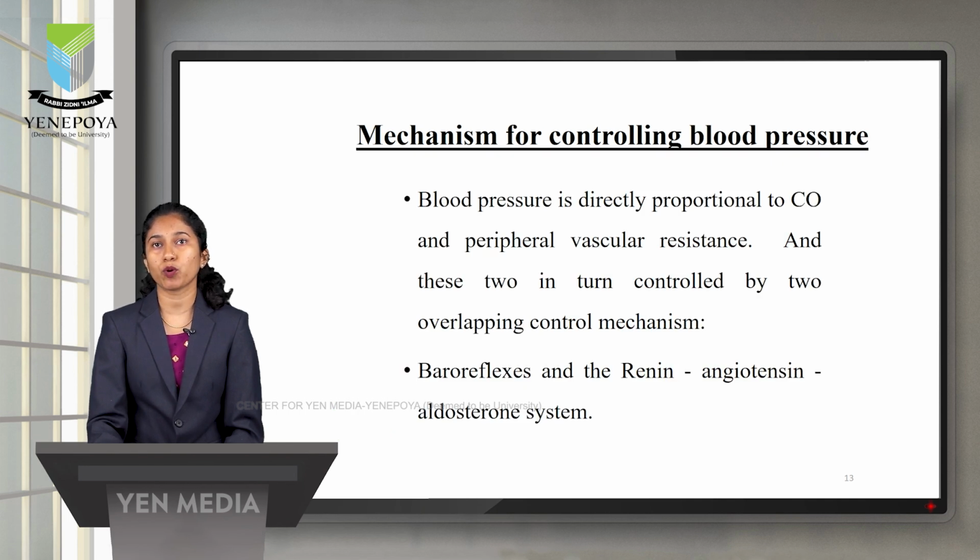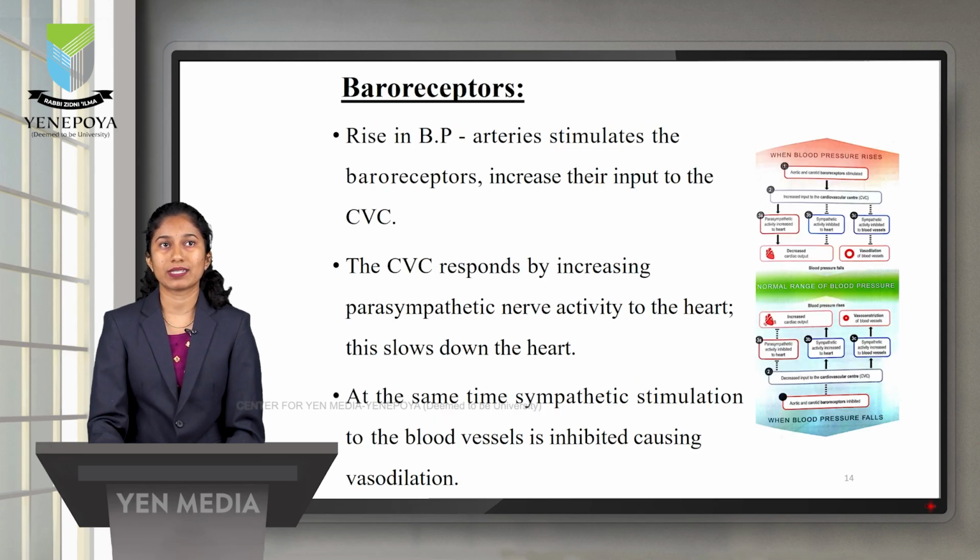Blood pressure is directly proportional to the cardiac output and peripheral vascular resistance. That means if the cardiac output increases, blood pressure increases. If the peripheral vascular resistance increases, blood pressure increases, and if both decrease, blood pressure also decreases. They are in turn controlled by two overlapping control mechanisms, that is baroreflexes and the RAAS system. So these baroreflexes, they are the fast control, and the Renin-Angiotensin-Aldosterone system or RAAS system, it is the medium or the long term control.